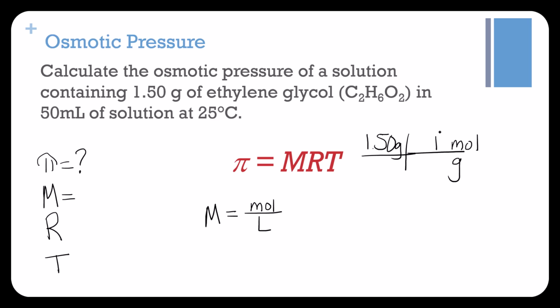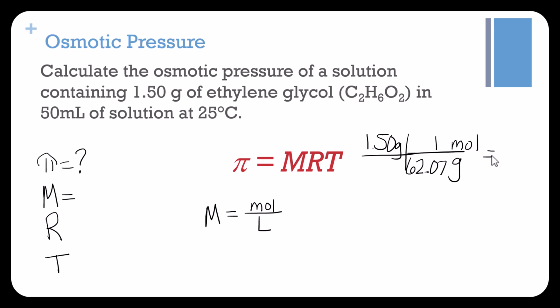I'm looking at a periodic table now to determine the molar mass of ethylene glycol. I've got carbon, 12.011 times 2, plus hydrogen, which is 1.008 times 6, plus oxygen, which is 15.999 times 2. Now we get the molar mass of ethylene glycol is 62.07.